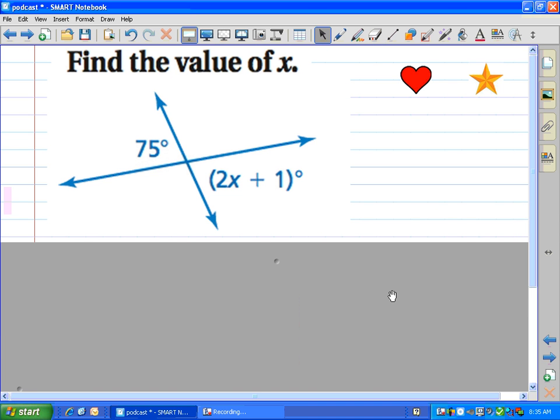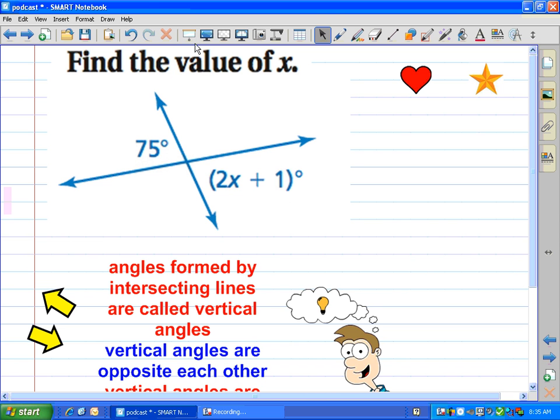Alrighty, next problem. Find the value of x. Well, first thing I'm going to think of, are these angles vertical? Are they complementary? Are they supplementary? Well, I'm thinking vertical angles are formed by intersecting lines. By definition, vertical angles are across from each other, and vertical angles are equal to each other.